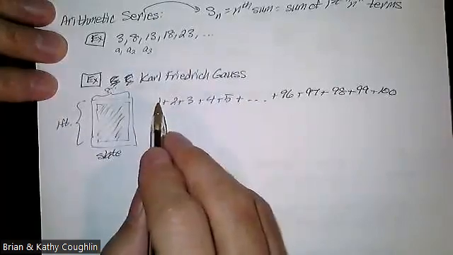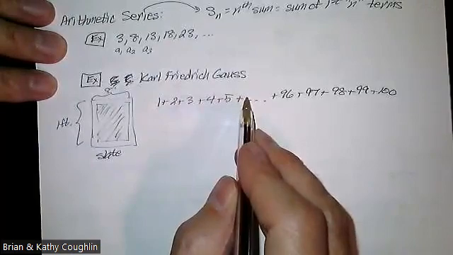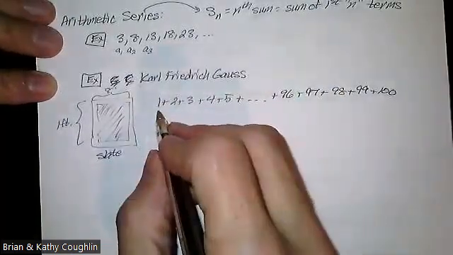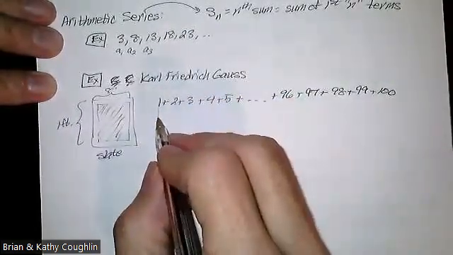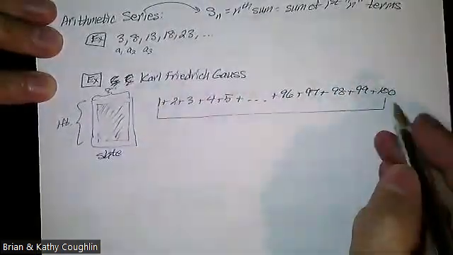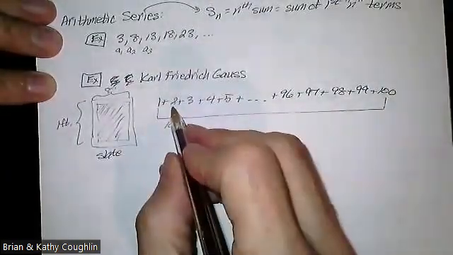Almost everybody tries to do 1 plus 2 is 3, plus 3 is 6, plus 4 is 10, plus 5 is 15, plus, and it gets slower and slower. Watch this. Carl did not add them in order. He said, what's 1 plus 100? The first and the last. Turns out it's 101. But here's where the clever part comes in.